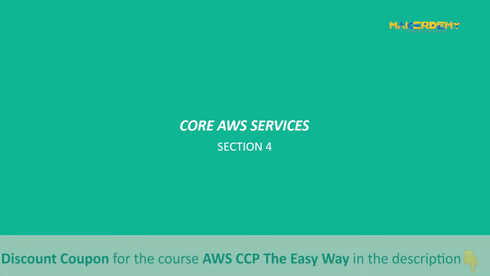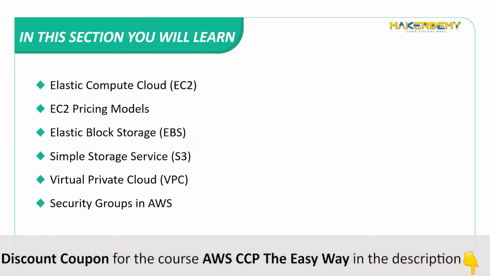Section 4. Core AWS Services. In this section, we will learn the following topics: Elastic Compute Cloud or EC2, EC2 pricing models, Elastic Block Storage or EBS, Simple Storage Service or S3, Virtual Private Cloud or VPC, Security Groups in AWS.